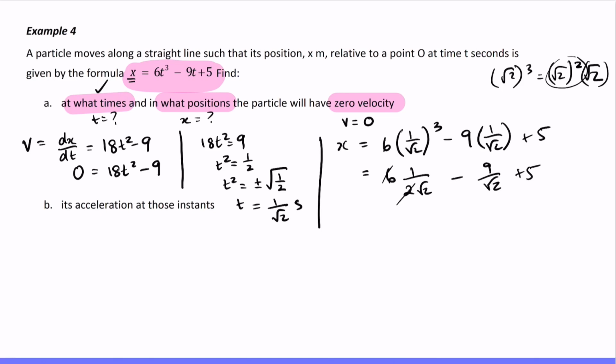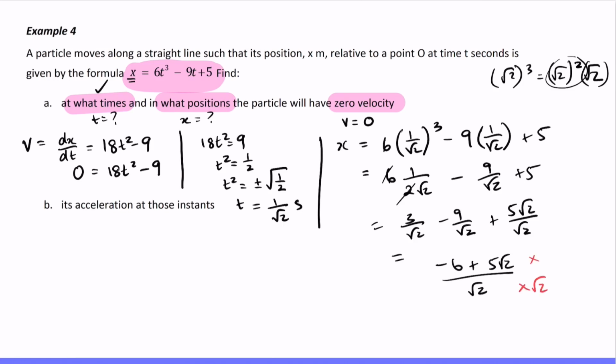And the 2 and the 6 can cancel. So that's 3 on root 2 minus 9 on root 2. And then I might as well just make this over the same denominator. So I'll end up with negative 6 plus 5 root 2 on 2. We don't like to end our answer with a root at the bottom. We want to rationalize it. So in order to rationalize it, I'm going to multiply both the top and the bottom by the square root.